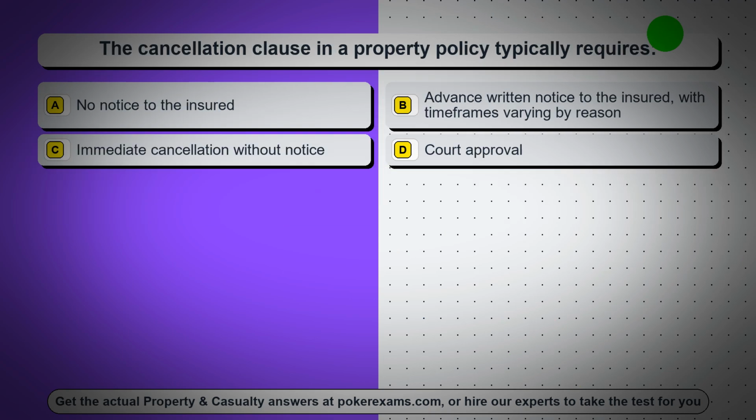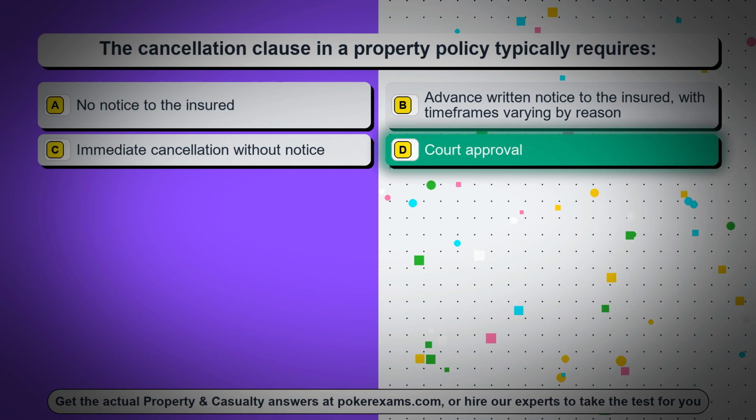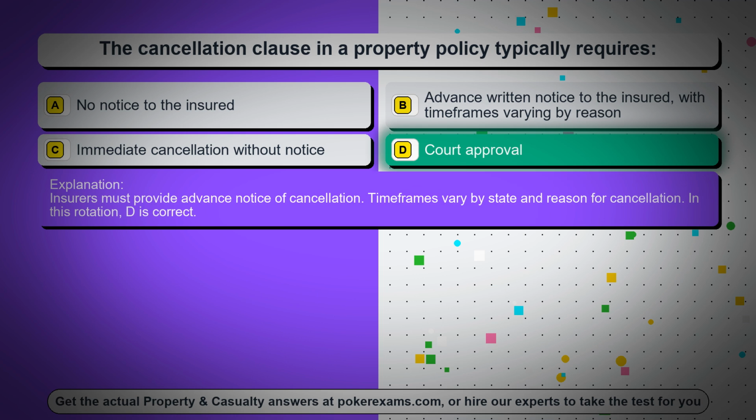Question 58. The cancellation clause in a property policy typically requires. Option A, no notice to the insured. Option B, advance written notice to the insured, with timeframes varying by reason. Option C, immediate cancellation without notice. Option D, court approval. The correct answer is option D, court approval. Insurers must provide advance notice of cancellation. Timeframes vary by state and reason for cancellation. In this rotation, D is correct.